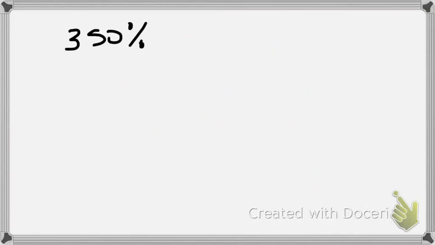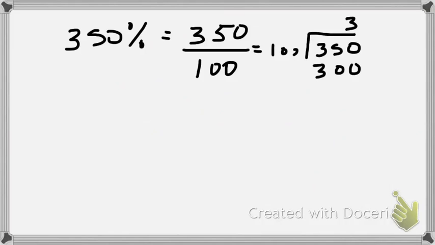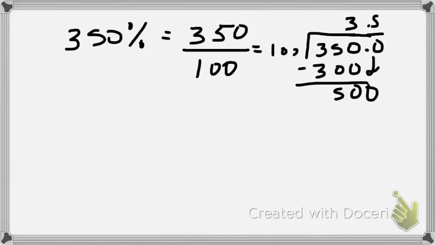So we have 350%. We want to put that as a decimal and a fraction. These are some of the homework problems. 350 over 100. So 100 into 350 goes 3. I can add my decimal and 0. 100 into 500 goes 5. So here I got 3.5.